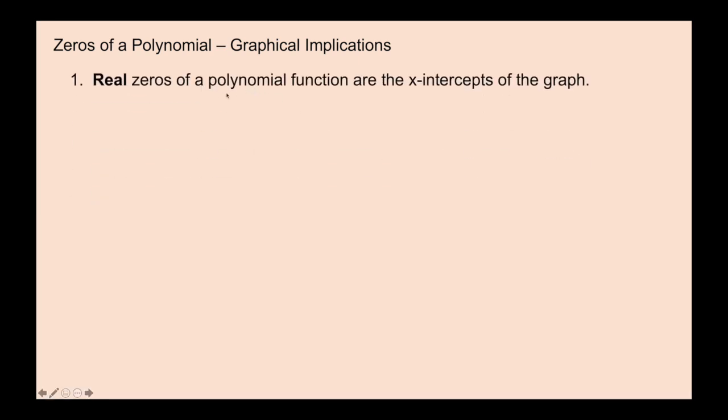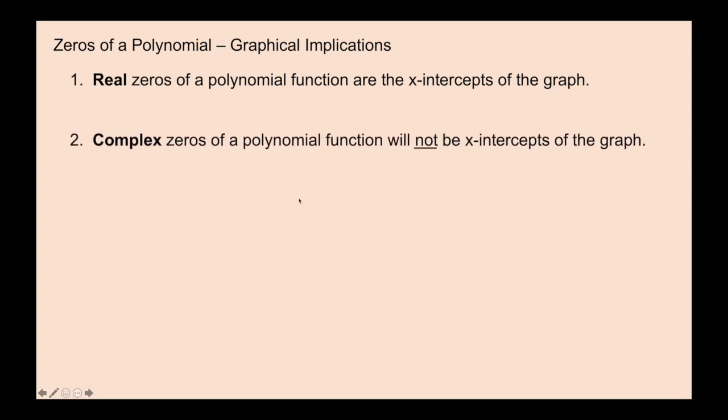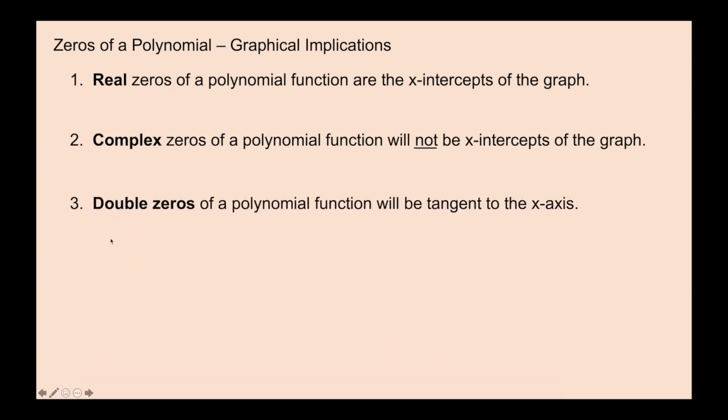So a few things we want to talk about with the graphs is that when we have real zeros of a polynomial function, they're going to show up as x-intercepts on the graph. So we'll actually see them crossing the x-axis. But if we have complex zeros of a polynomial function, they will not be x-intercepts of the graph. So they will not cross the x-axis. And then finally, when we see double zeros of a polynomial function, the graph will be tangent to the x-axis. So what happens in those cases is you'll see that it touches the x-axis and then reverses directions.